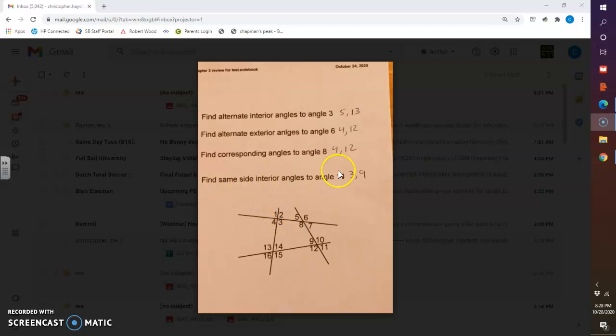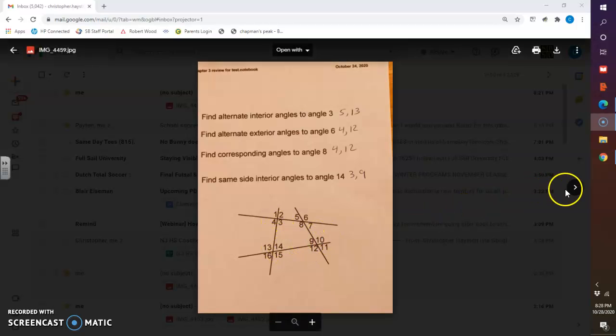And finally, same side interior angles to angle 14 are 3 and 9. So angle 14 is here, 3 is inside and on the same side of the transversal, and 9 is on the inside of these two angles and on the same side of the transversal.